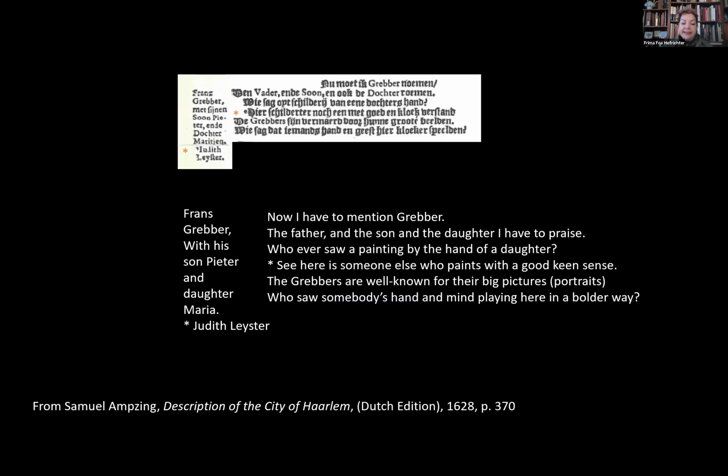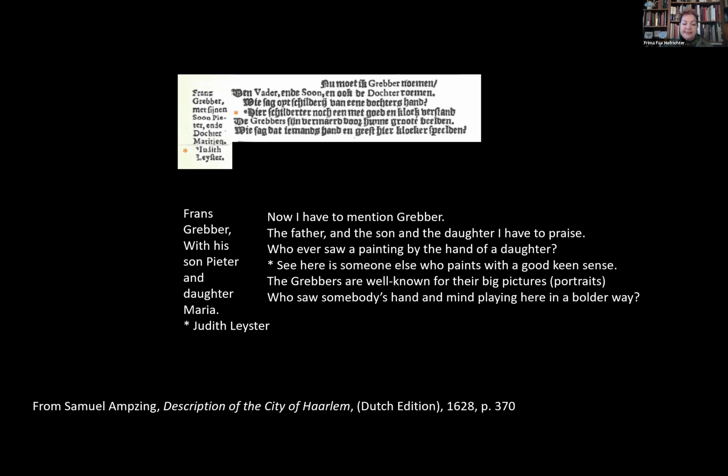Ampzing uses side notes that we see on the left to comment on his main text. On the left are some of the names of the de Reber family: Frans Greber with his son Peter and daughter Maria. And then there is an asterisk at the name Judith Leister. I indicated one in the Dutch text in orange so you can see it more easily on that line. And there is another asterisk in the text that is probably meant to connect the two.